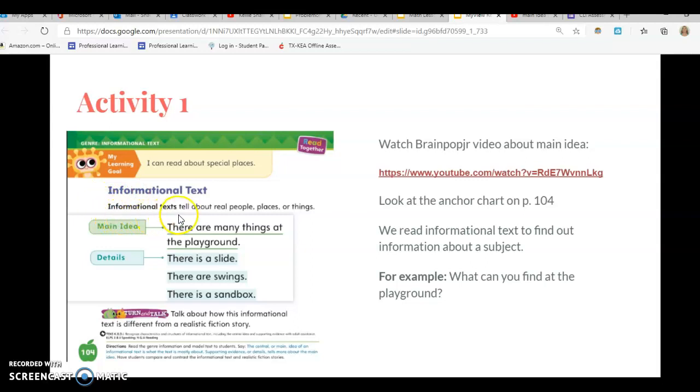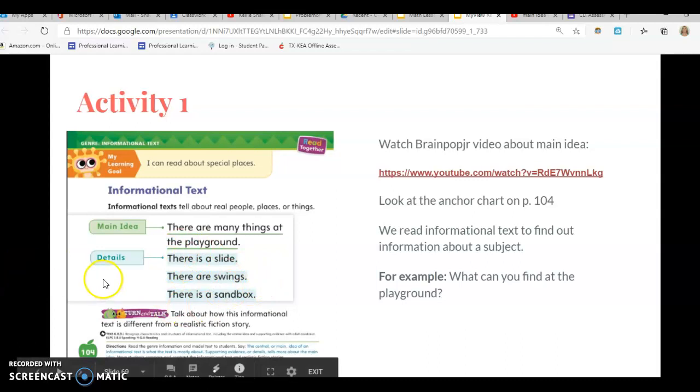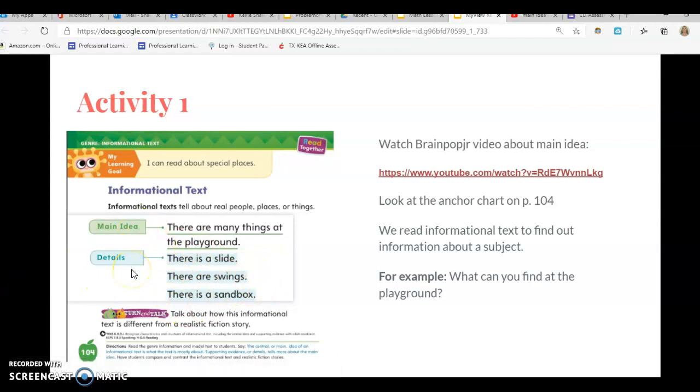So informational texts tell about real people, places, or things. You can think of it as giving you information about a subject. It tells you more about what you're reading about. This week, we're going to be talking about main idea, which is what the text is mostly about, and details, which are things that you learn that support the main idea.